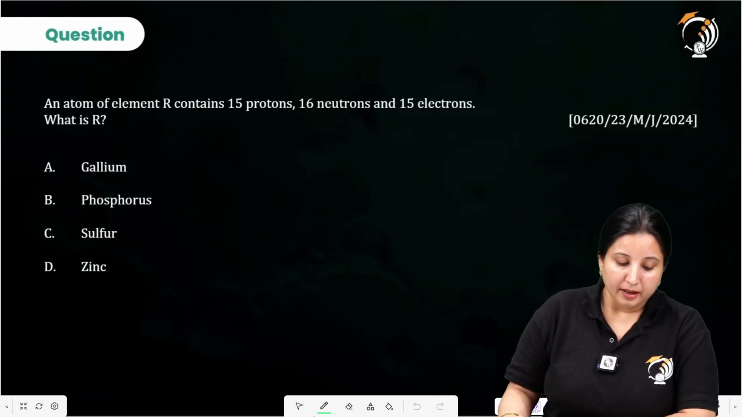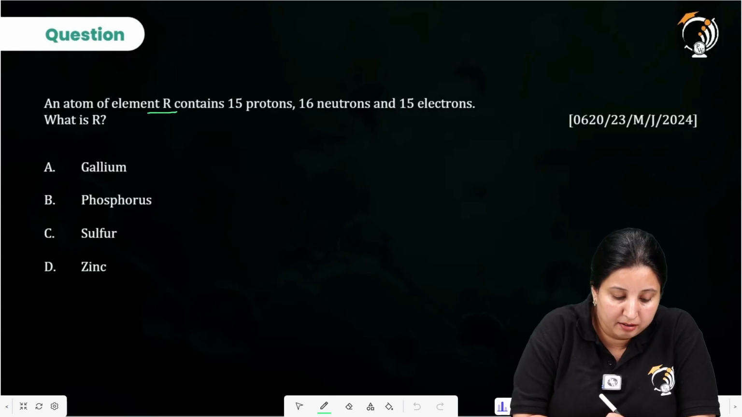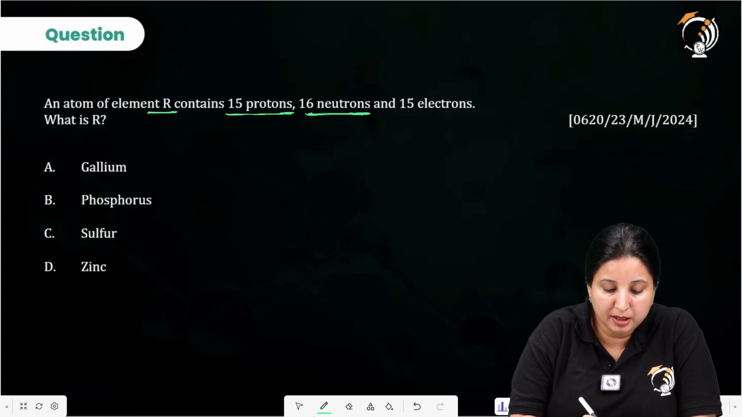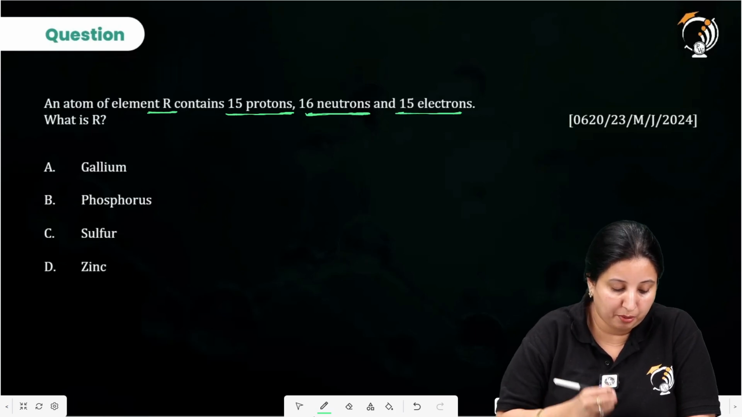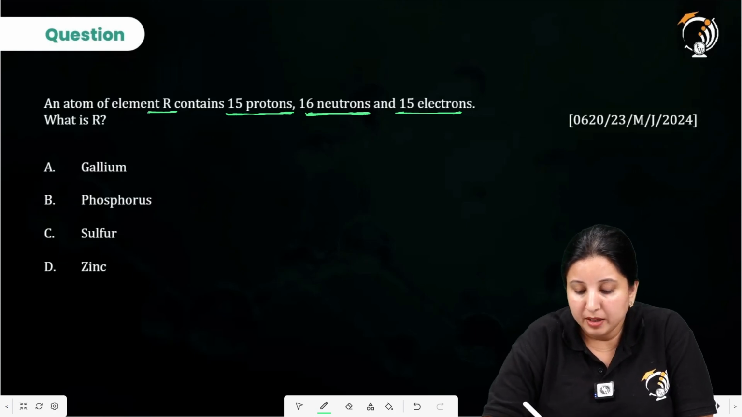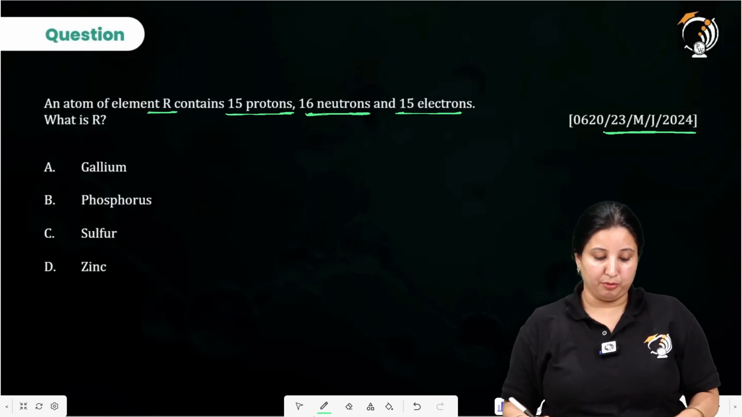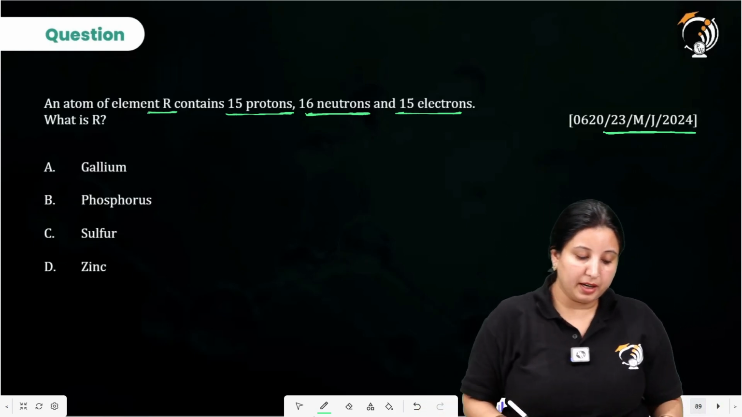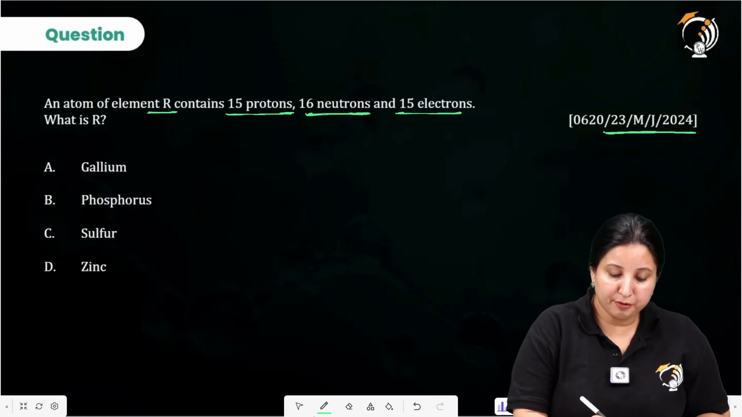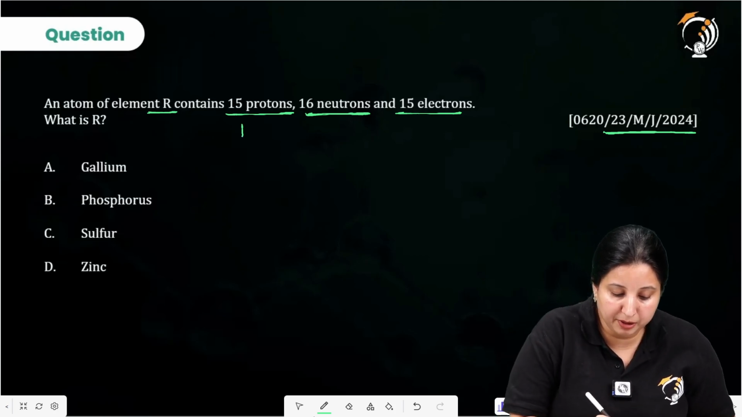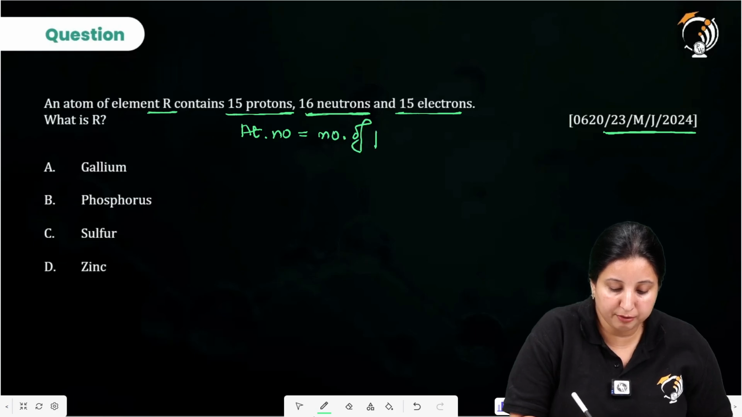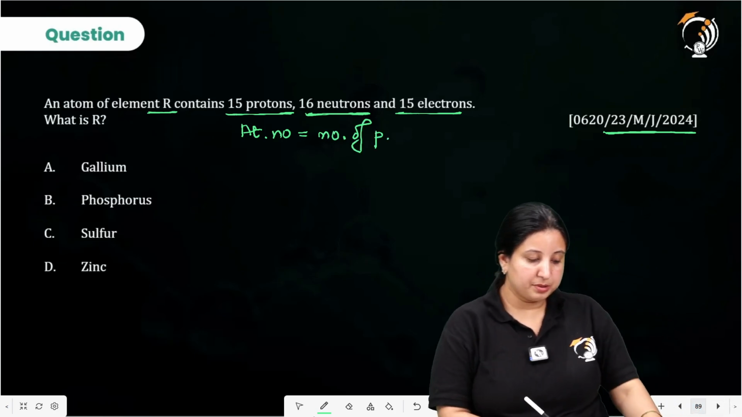Next is, an atom of element R contains 15 protons, 16 neutrons, 15 electrons. What is R? It is from the variant 23, May-June series, year 2024. Now look, in this particular case, 15 protons is given, and we know atomic number is equal to the number of protons.